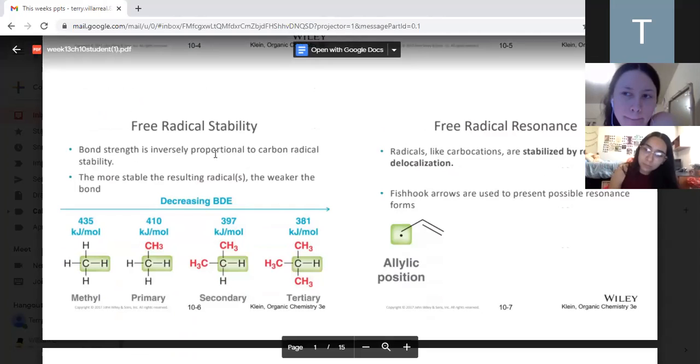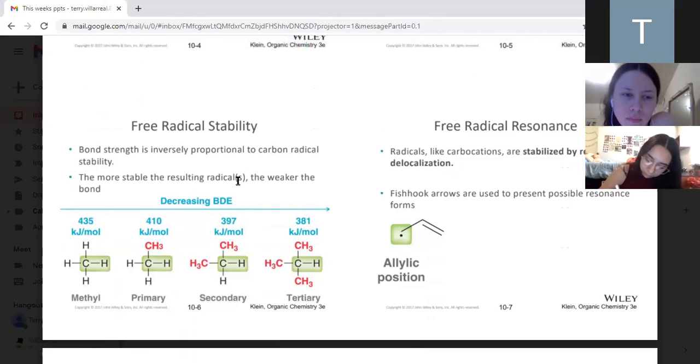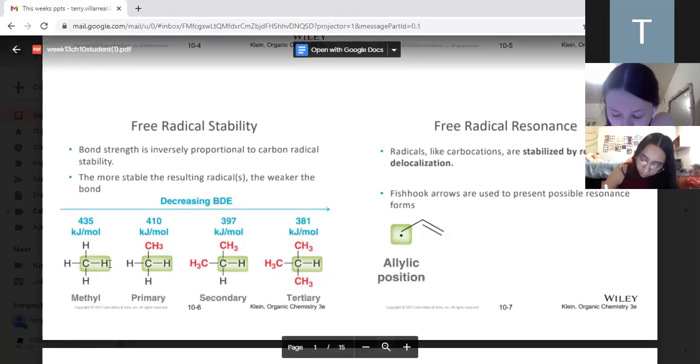Bond strength is inversely proportional to carbon radical stability. The more stable the resulting radicals, the weaker the bond. If you think about this decreasing BDE, our most stable one is going to be tertiary, then secondary, then primary, and then methyl. Essentially, the relative stability of our radical species is dependent on the original bond strength that we're breaking. But again, the important thing to remember is that tertiary is more stable than secondary, more stable than primary, and so on and so forth.